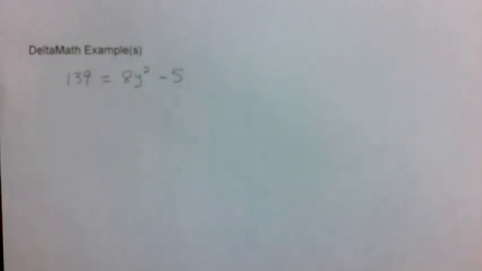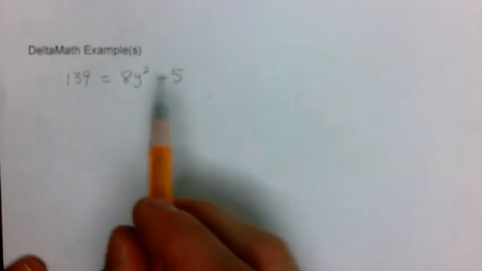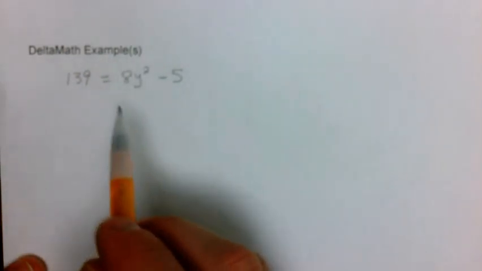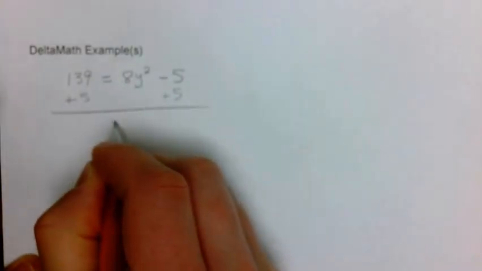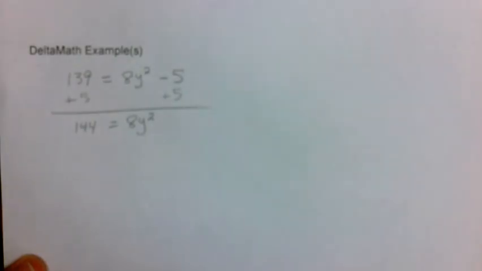So I wanted to show you an example from Delta Math. This is actually a question that I got when I went into Delta Math, and it says 139 equals 8y squared minus 5. We're going to solve this equation, and I'm going to show you how you can put your answer in Delta Math. So let's first isolate the variable term 8y squared by adding 5 to each side. And when you do that, you're going to get 144 is equal to 8y squared.